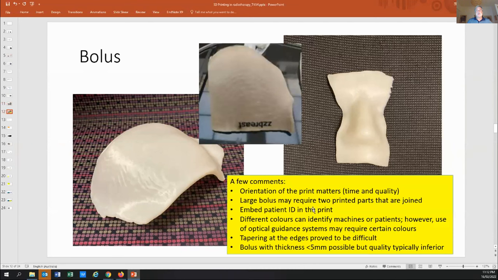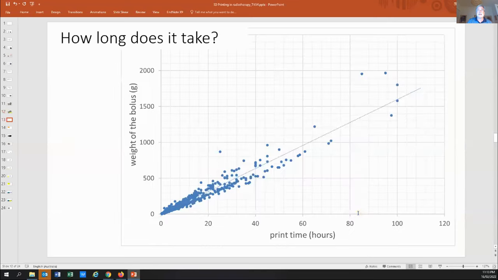Few comments. Clearly, the orientation of the print matters because there may be some supporting structures overall. The time it takes depends very much if you print something upright or something lying down. A stable position or an optimized position is quite important. Nice is that we can embed patient IDs in the print, so mixing up things is not happening anymore. When large bolus is maybe required, we print two parts. They actually glue together very, very nicely.